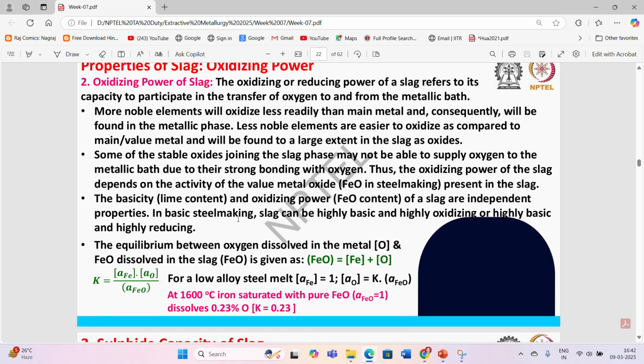Some of the stable oxides joining the slag phase may not be able to supply oxygen to the metallic bath due to their strong bonding with oxygen. Thus, the oxidizing power of the slag depends on the activity of the valuable metal oxide. In iron and steel making, we generally talk about the FeO present in the slag, the basicity coming from the lime content, and the oxidizing power.